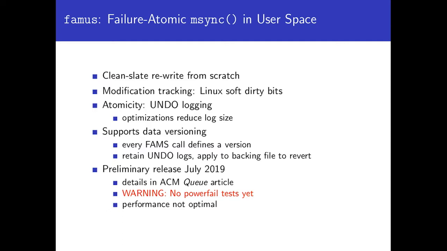FAMOUS gives you data versioning for free. All you have to do is keep around the undo logs that are created every time you call msync, and you can use them to revert your backing file to previous versions. I released FAMOUS earlier this summer. Some of the details about it are available in that ACM Queue article in the current issue. I have not yet subjected FAMOUS to power fail tests, so you have been warned. Unlike the other earlier implementations of failure atomic msync that I worked on, I haven't done this yet. Oh, and it's not heavily performance tuned.